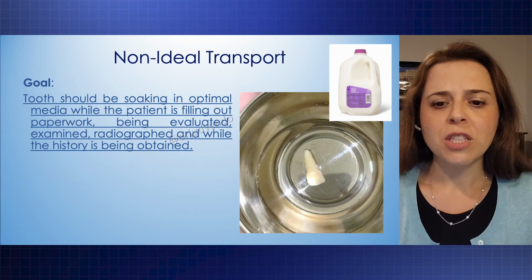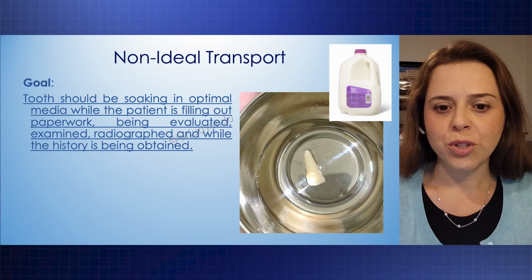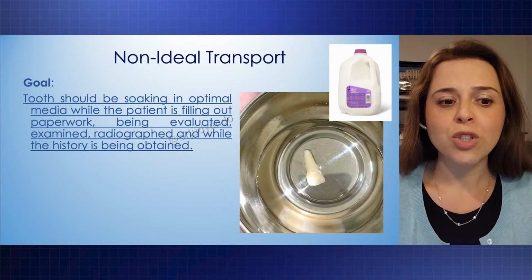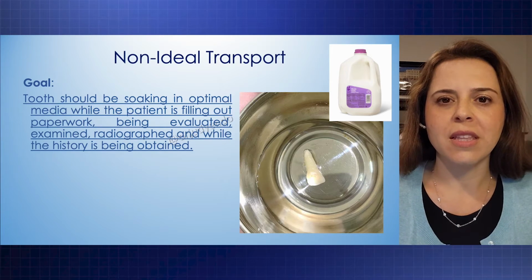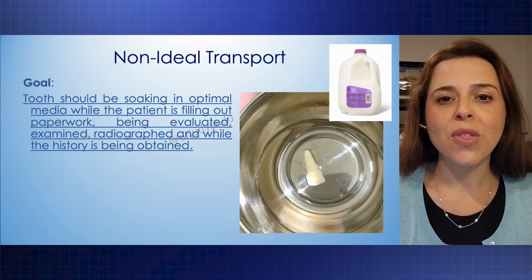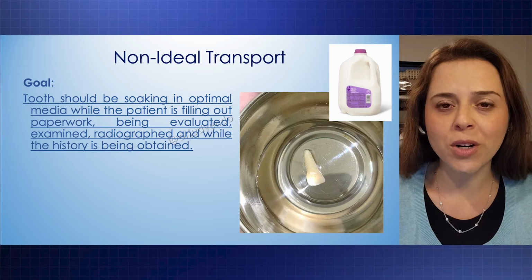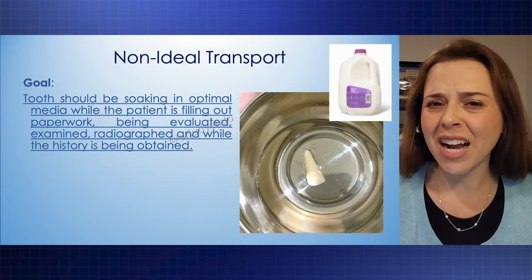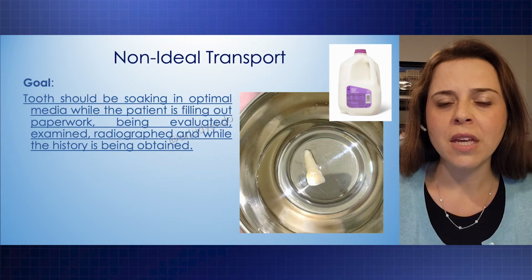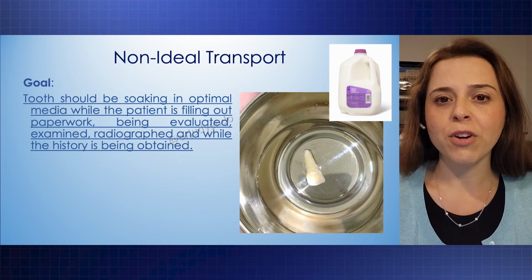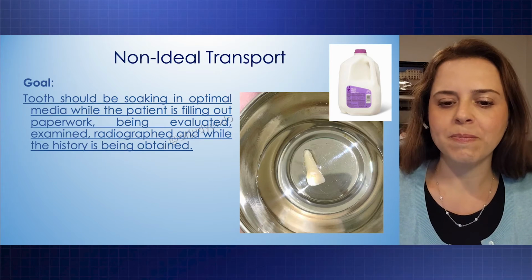So when the patients finally get to you, it is important to ask where the tooth is in these avulsed cases, so that while the patient is filling out paperwork, the tooth can be rehydrated and stored properly in either milk or, if your office has it, the Save a Tooth kit.